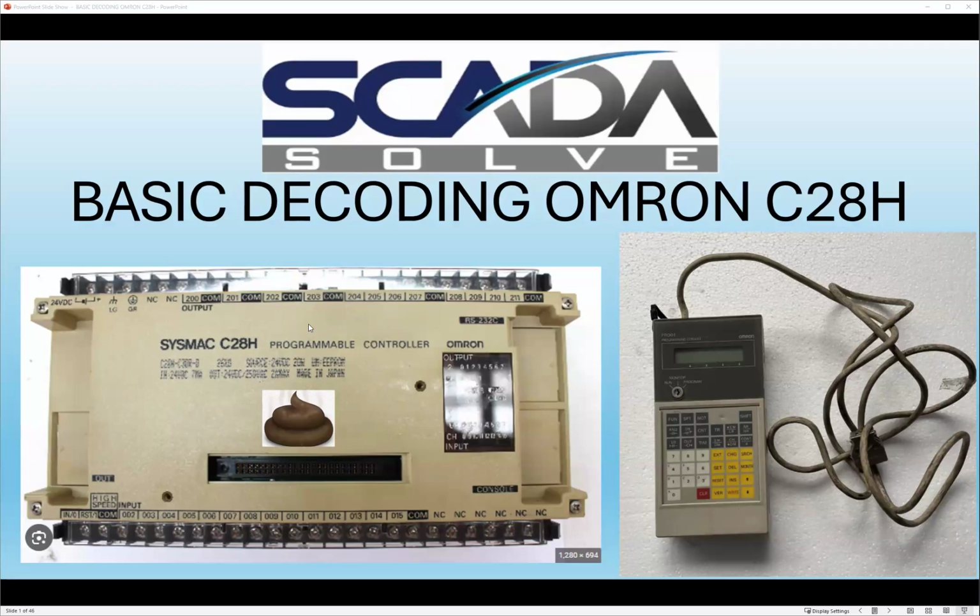So this is the OMRON C28H. You can see here in my picture, you've got your inputs on the bottom of the card. Now these modules, this is the CPU module. So the CPU is capable of 16 inputs, and then you've got your outputs up here. And these numbers correspond to the internal registers in the device.